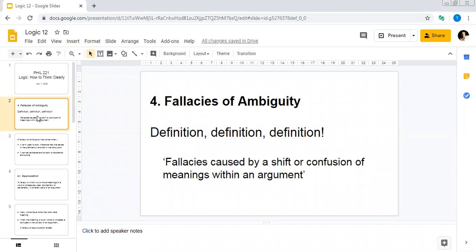Of ambiguity are. So the definition that your book provides is the following. These are fallacies caused by a shift or confusion of meanings within an argument. If you look at the definition closely, it gives a clear picture of what fallacies of ambiguity basically are. So now you're dealing with the linguistic problem. You have an argument, and in that argument you have certain terms, words, or sentences that may have multiple or ambiguous meanings. If those kinds of problems arise within an argument, we can say that it is a fallacy of ambiguity.